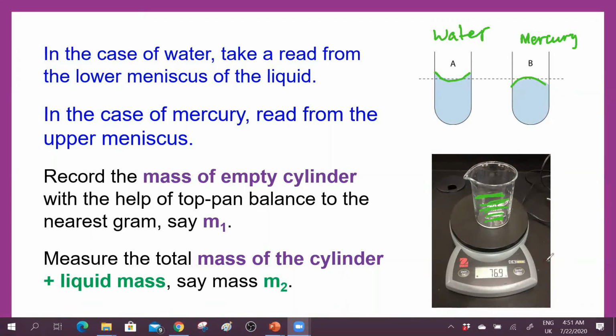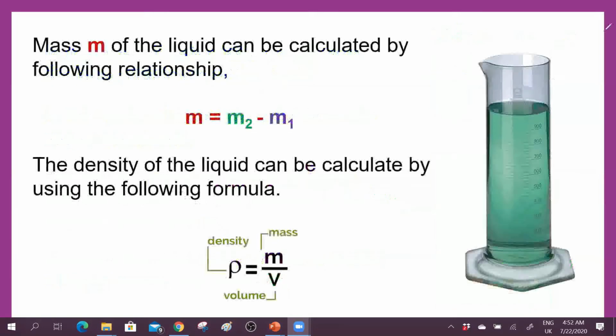If this reading is M1 for the empty cylinder, then after filling some amount of the liquid inside, we can find the second mass M2. That M2 will be the mass of the liquid and the mass of the beaker, or measuring cylinder. So we can calculate the mass of the liquid by using the following relationship.